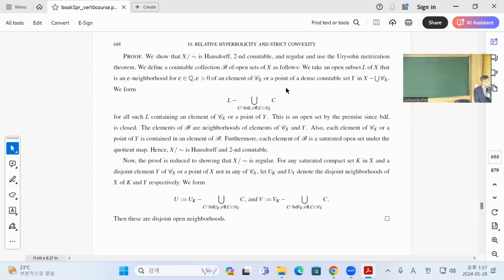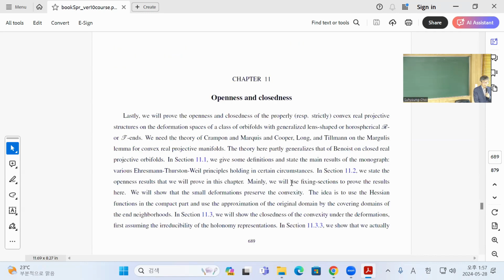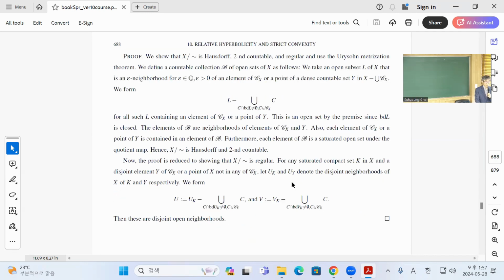you choose L to be in some countable set, and it will work. And then of course for the regularity, for any compact set and a disjoint element, you find disjoint neighborhoods, and then you have to remove anything that C meets with itself. Okay, C meets with these open sets, so you have to remove these.